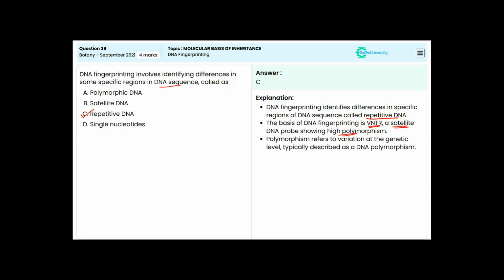So in a criminal case, if you have a sample from the place of crime or near the victim, some sample of the culprit, and you have a person you suspect is behind that crime, and you have a sample of that person's blood or any kind of sample, you can do DNA fingerprinting and find out whether they have similar repetitive DNA, that is, whether the VNTR is similar or not.